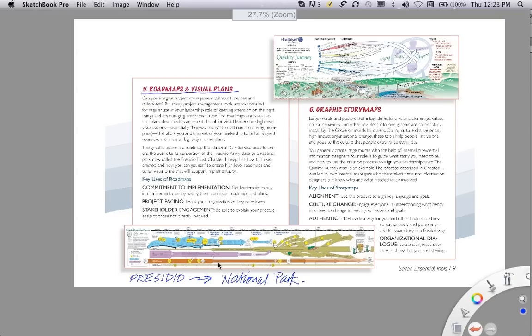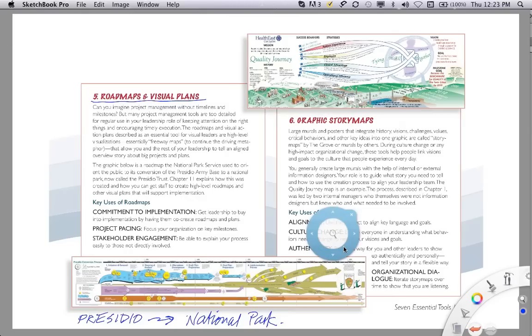By the way, the electronic version of this book allows anybody, when one of these pictures shows up, to link into a website that we've created that has larger versions of them so you can see detailed examples.